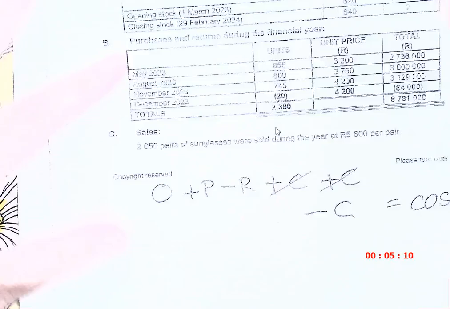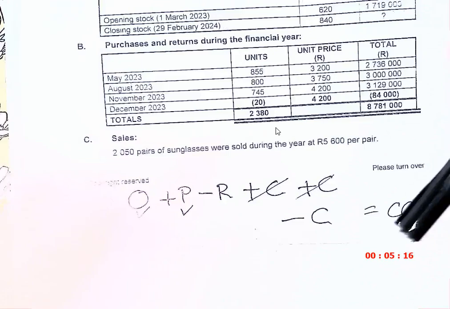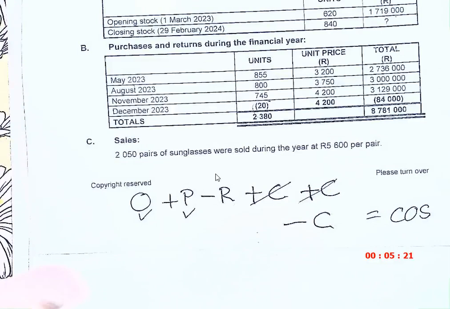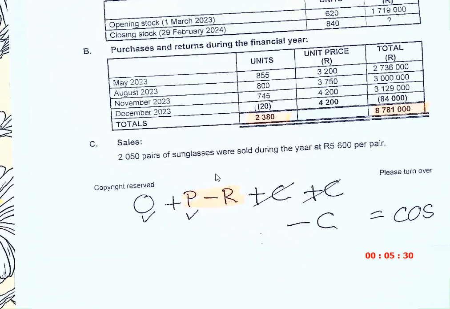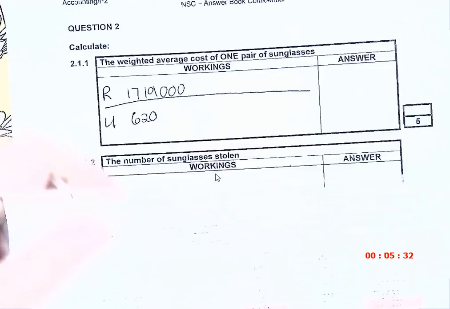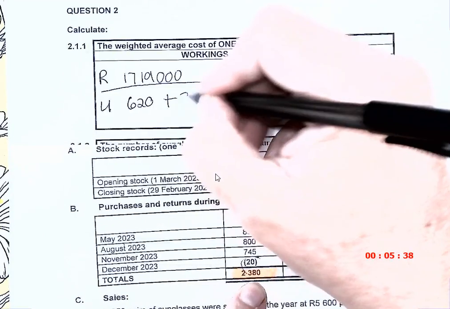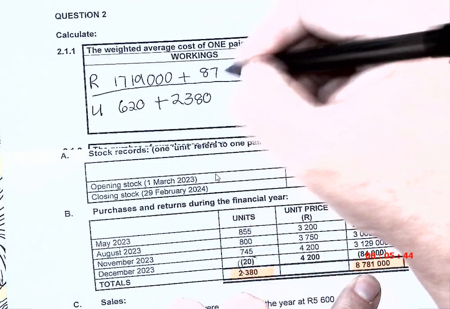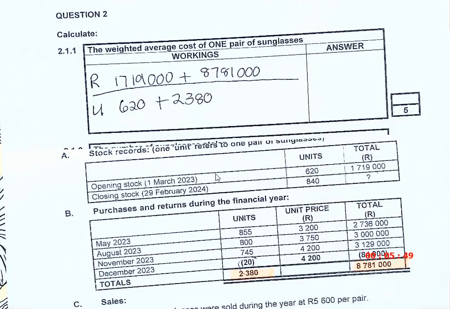I've got the opening, so now I'm looking for the purchases. The purchases, they give me the totals here at the bottom, but can you see they already subtracted what they did here in this question? They've already said purchases less returns is that. Can you see it? They've already done it for you. So my purchases less returns is 2380 units, and the rand value is 8781. There was no customs, there was no carriage.